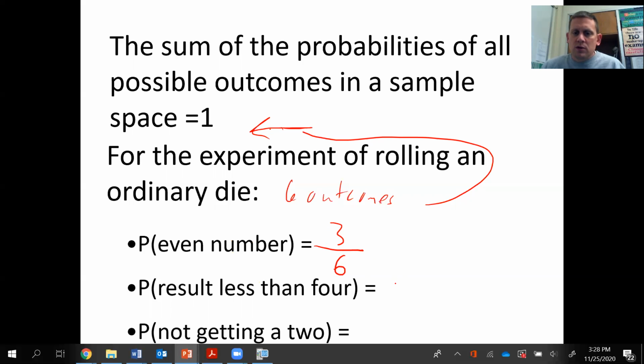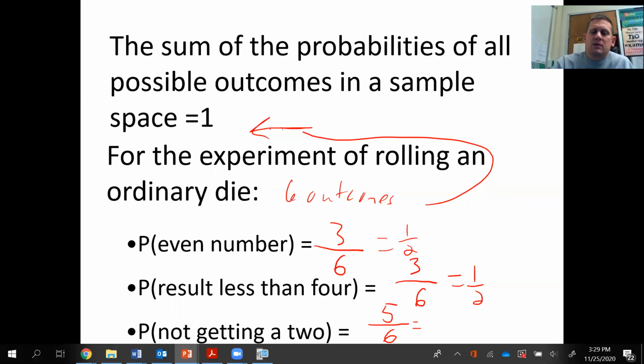Result, less than 4. So again, we're rolling a die. So I put 6 on the bottom. Okay. Less than 4. So 1, 2, 3. Oh, that's 3 out of 6 again. It's 1/2 in a different way. You can simplify it if you'd like, but you do not have to. Okay. And then not getting a 2, well, we're rolling a die, so there's 6 things that could happen. How many ways can you not get a 2? 1, 3, 4, 5, 6. So that is 5. Sometimes we will get decimals, and sometimes we won't. It just depends. A lot of times we just leave it as a fraction and be done with it.